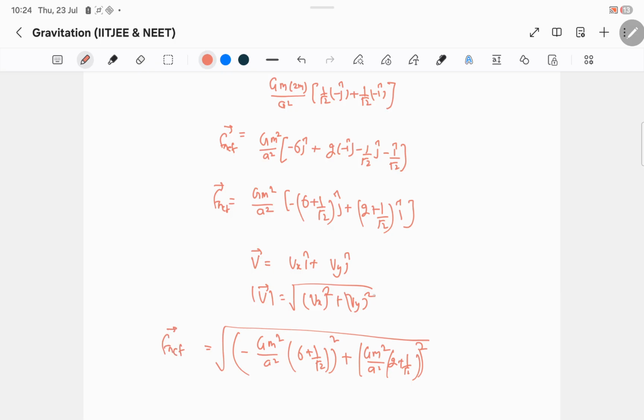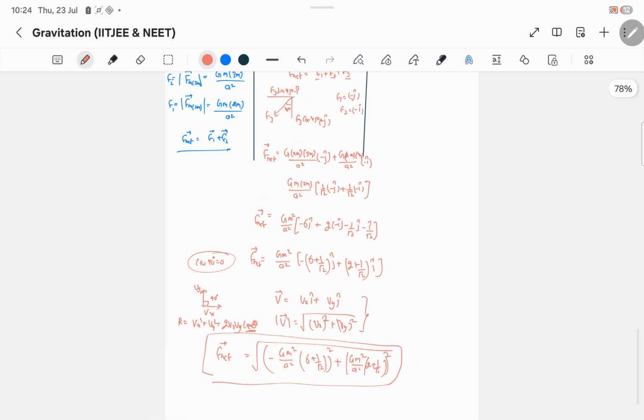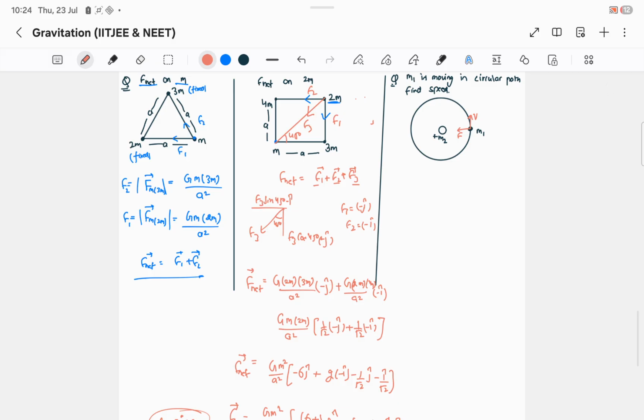Why are we using this? Because if two vectors vx and vy are there, and the angle between them is 90, then the resultant formula is vx square plus vy square plus 2 vx vy cos theta. Theta is 90 and cos 90 value is 0. That is why we can directly use this. So this will be your F net given by this formula. Now for any type of question, whether they give you the square, cube, whatever, you have to use this formula and do it like a vector.